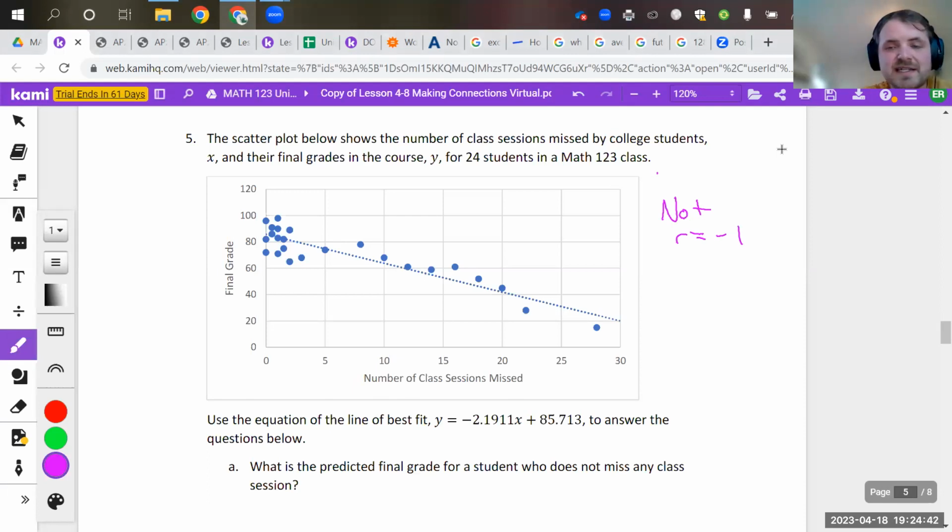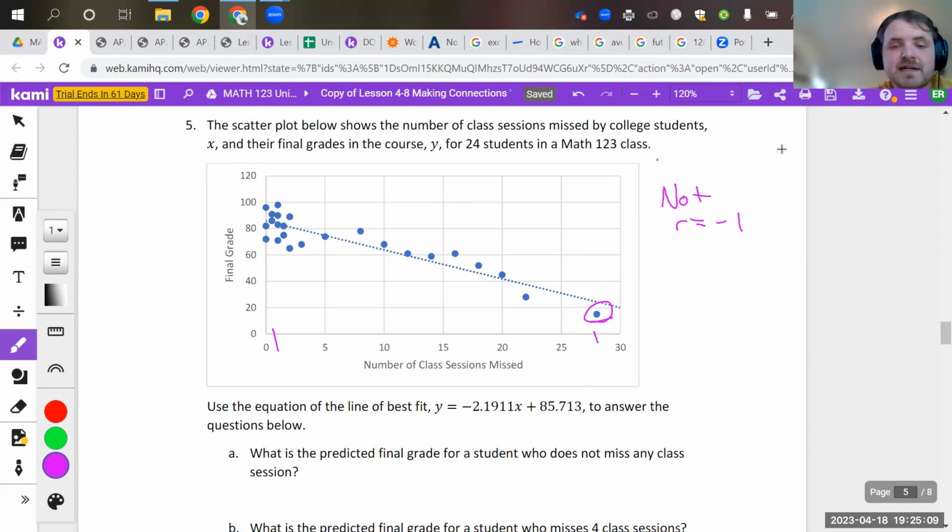So as you can see, if there's 24 people in the class, they're seeing what's your grade based on how many classes you missed. So the person that missed 28 sections did not do so hot in the class, but the people that missed 1 class, maybe 0 classes missed, tended to perform better, right? So if we can interpret that, as you miss more classes, your grade's probably more likely to go down. And so that gives you this line of best fit right here, which is pretty nice.